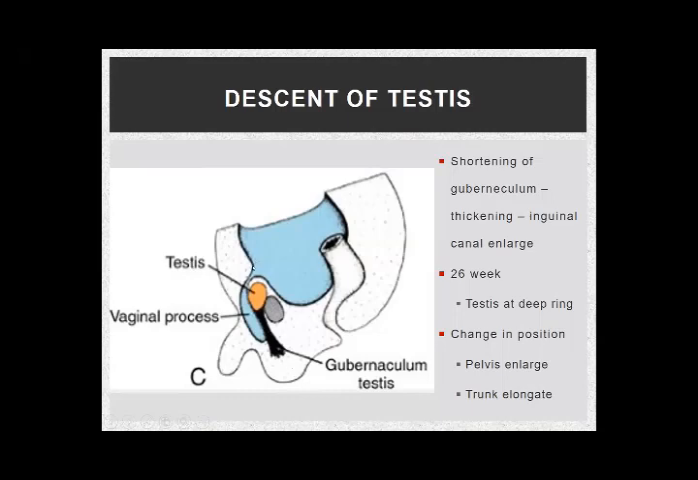So by 26 weeks, the testis is still at the deep ring, and then it begins to come down. Now, the descent of the testis is also promoted by the change in position of different structures. एक तो ये कि the pelvis enlarges, it grows caudally, the trunk enlarges, elongates, and it grows cranially. ठीक है? Pelvis enlarge करेगा, it will grow caudally, trunk elongate करेगा, it will grow cranially. Another factor that promotes the descent of testes.